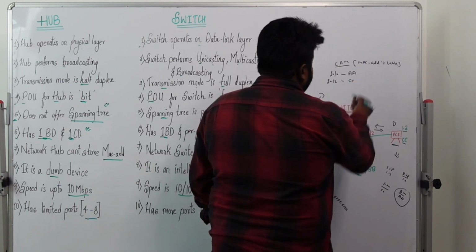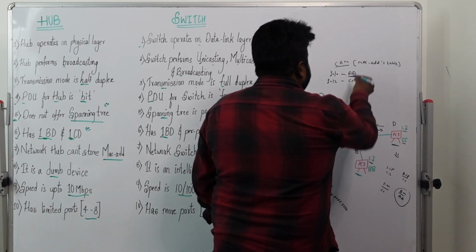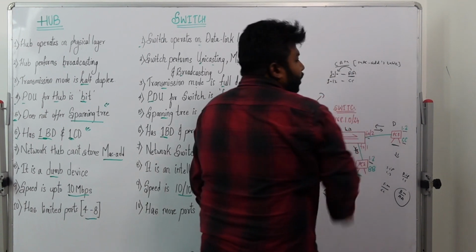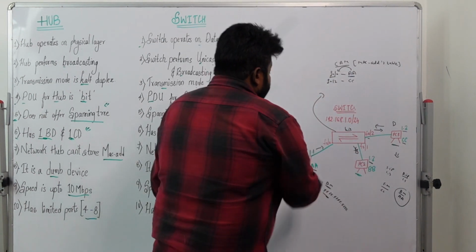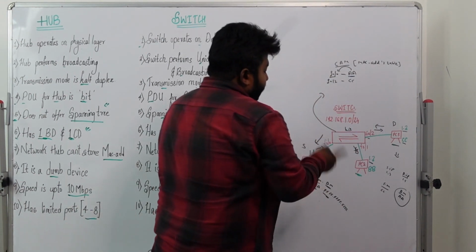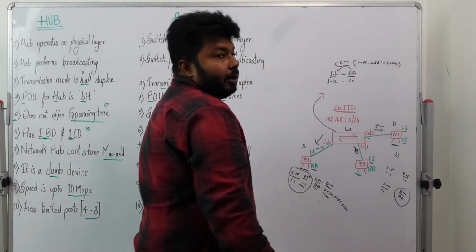Again, you will look at the CAM table. Okay, now I want to forward to AA. Which port do I need to forward to? I need to forward to the F0/0 interface. This means your ARP request is always a broadcast, whereas your ARP reply is always a unicast.